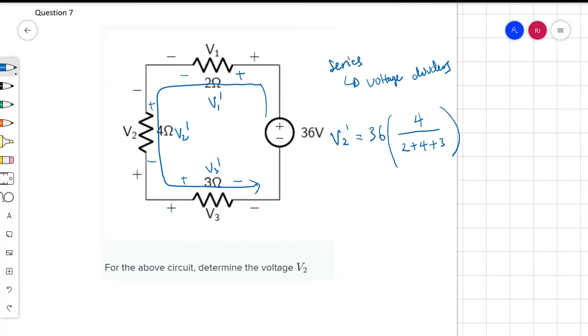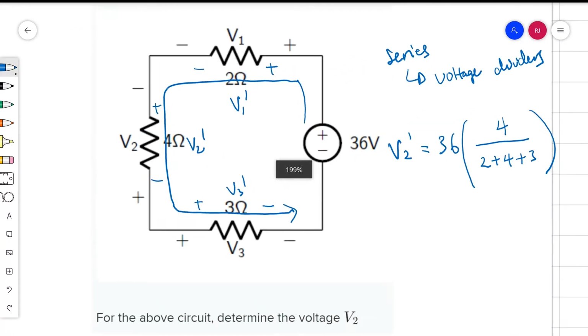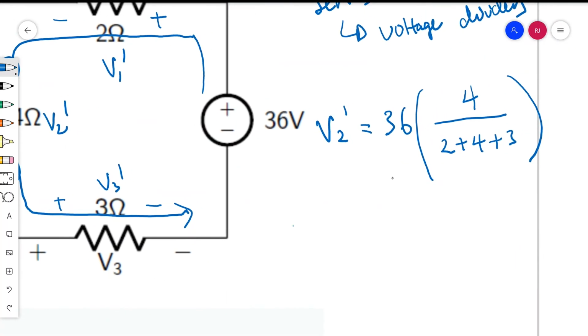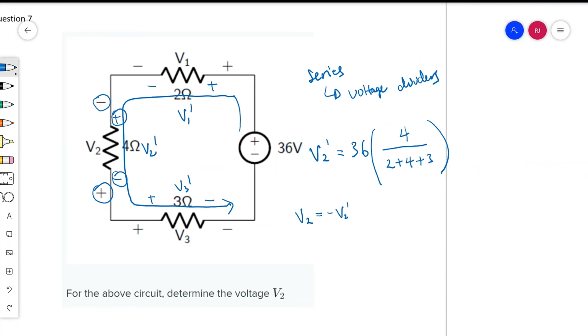But check this out. Our V2 prime is defined where the plus polarity is on the top and the negative polarity is on the bottom. Whereas in the question, they want to measure it the other way around. They want to put the plus side on the bottom and the negative side on the top. So what that tells you is that the relationship between V2 as they've defined it in the problem itself would just be the negative of V2 prime. So that will conclude this question.